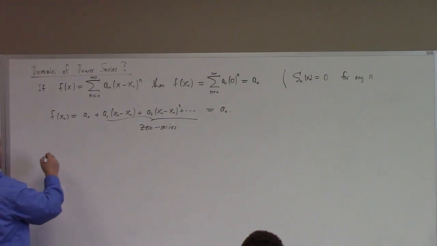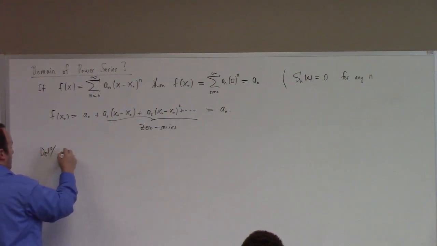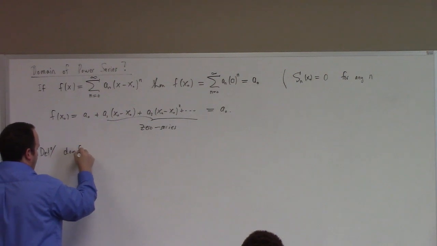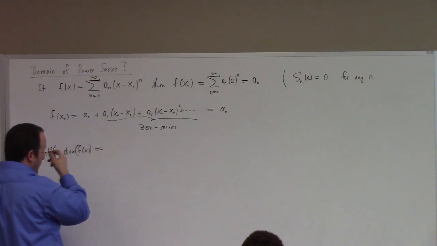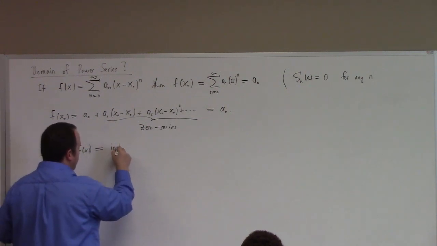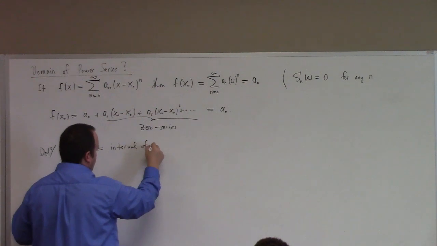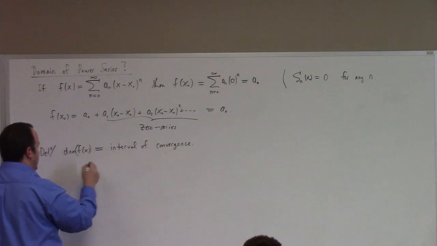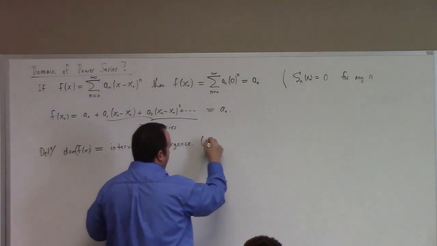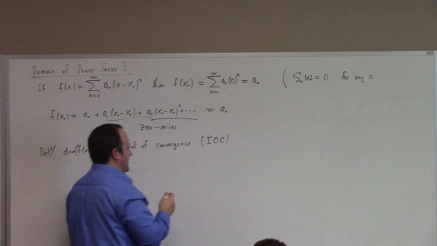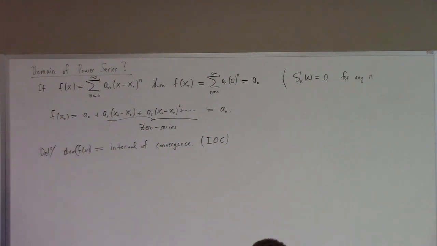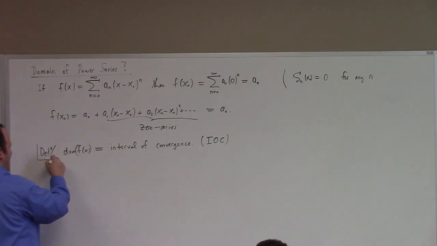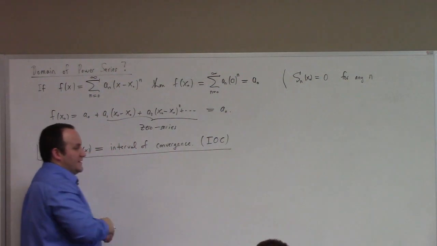So what's the domain? The domain of f of x, all right, is called the interval of convergence. The interval of convergence, which we'll also abbreviate by IOC because, well, that's less writing. And of course, that kind of puts the cart before the horse a little bit. Like, how do I know that the domain of a power series is going to look like that? All right.